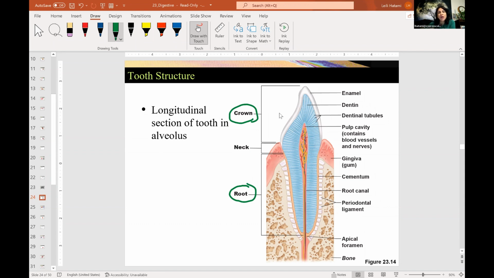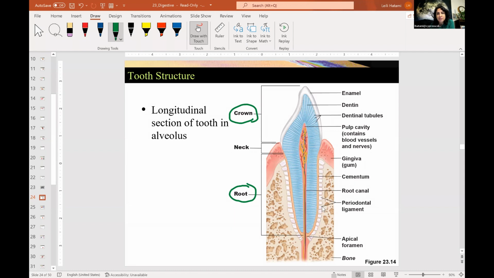The crown is covered by enamel, which withstands a lot of force when we are chewing, so it has a very, very hard structure. Below the enamel there is dentine, which has a structure harder than bone. Inside the root there is the pulp cavity, which contains blood vessels and nerves. On the outer surface of the root there is the cementum, which is a calcified connective tissue.